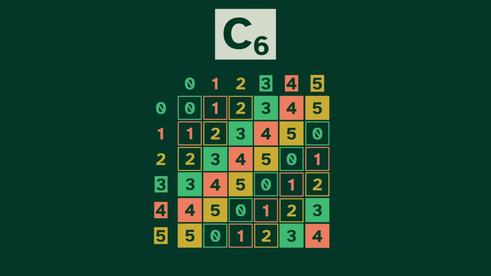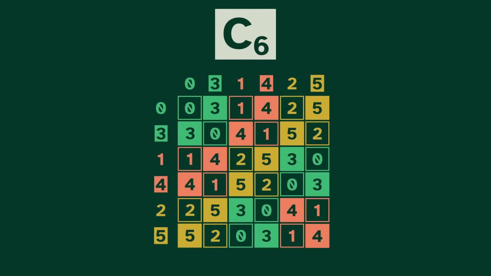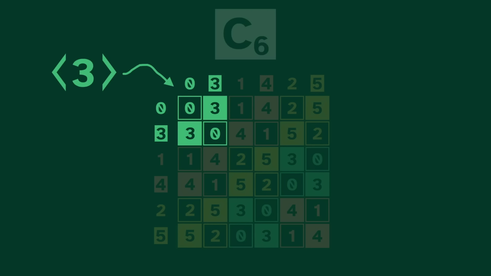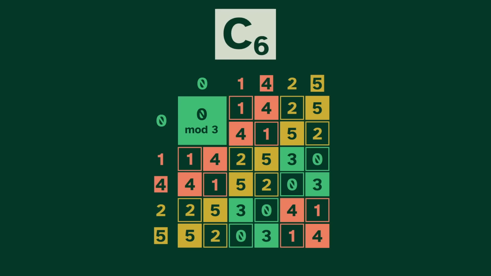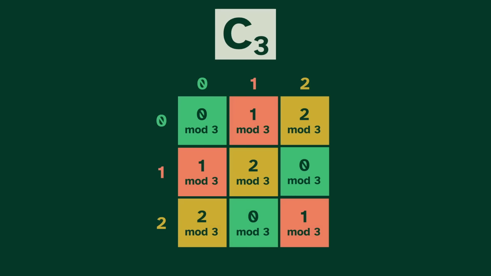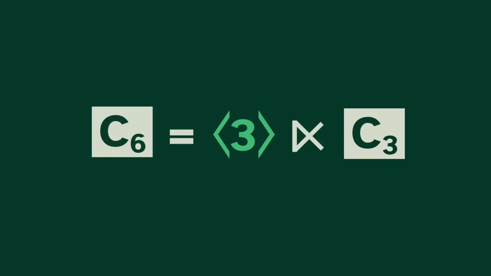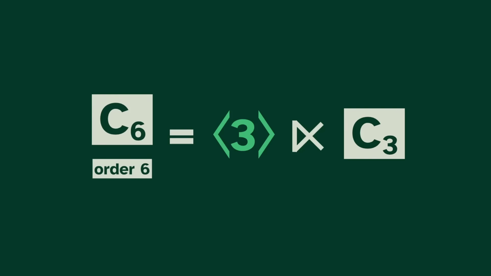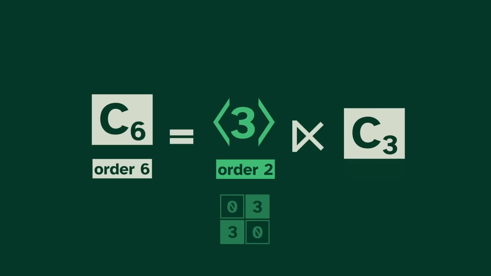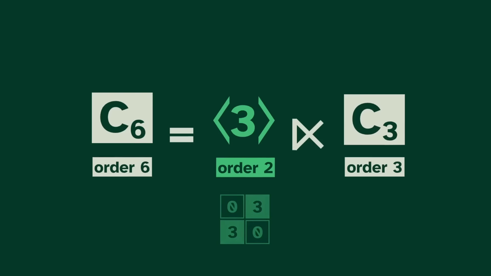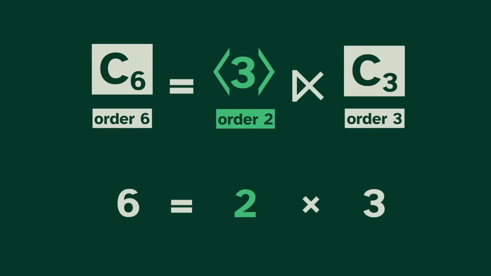If we use C6, which is the other group of order 6, we can rearrange the table and take the 3 subgroup as being neutral. This takes us from C6 into C3. So C6 is the product of the 3 subgroup and C3. But now let's notice, we have a group of order 6 as the product of an order 2 and an order 3. And this makes sense since 6 is 2 times 3.